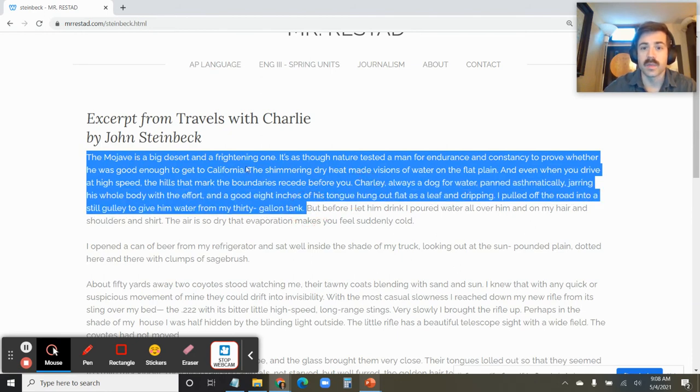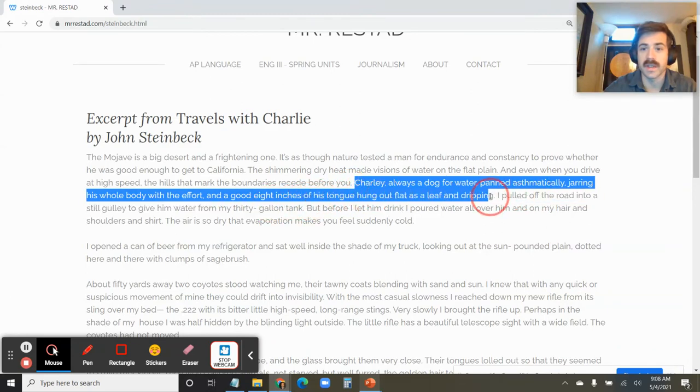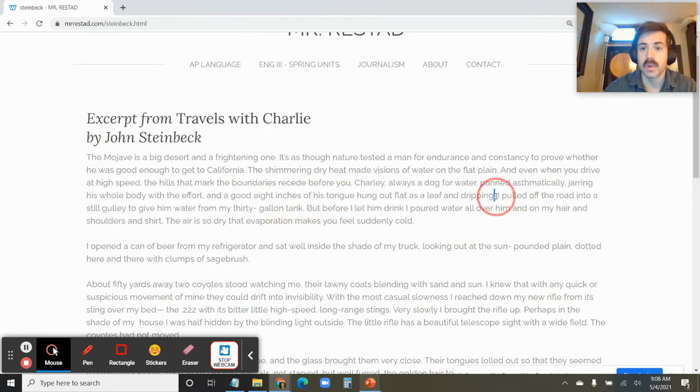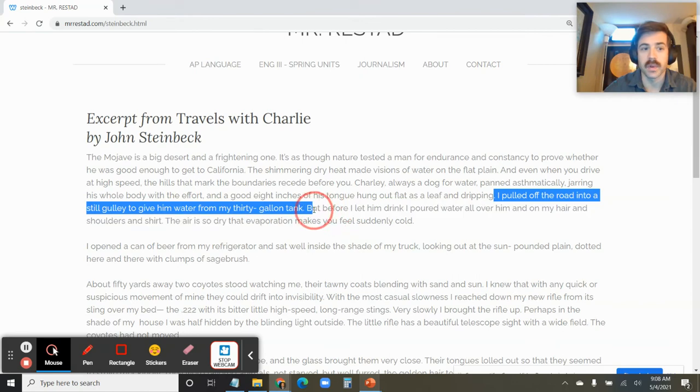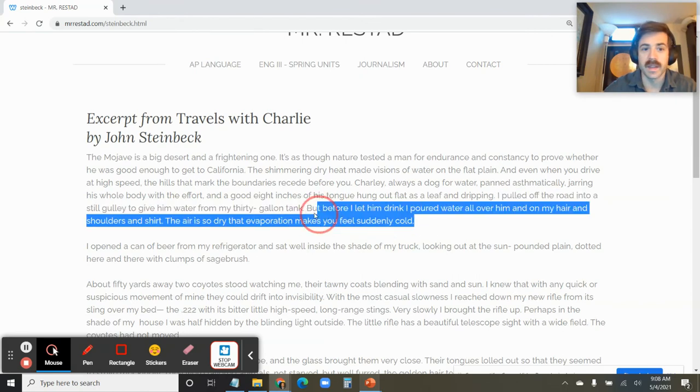We've got some really great description of the Mojave Desert. We've got a brief introduction of his dog. And then, boom, the action starts right here. I pulled over to give my dog some water. And then this is, you know, what it was like.